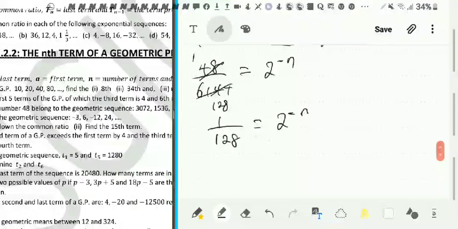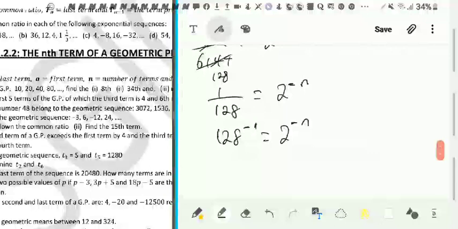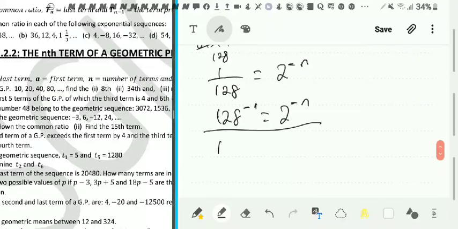Let's rewrite this. We can rewrite this as 128 raised to the power of negative 1 equals 2 raised to the power of negative n. Let's write it this way first so that we don't confuse some people. Let me remove this.